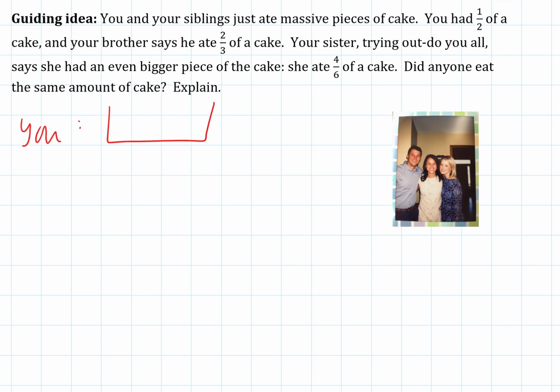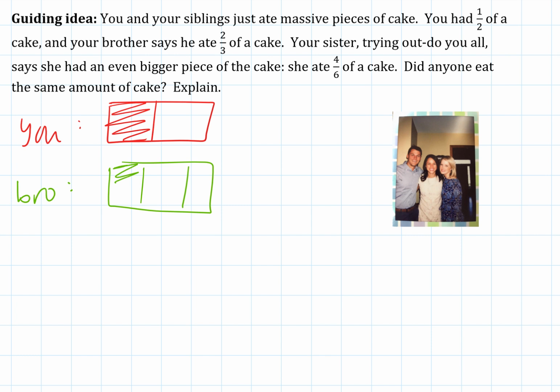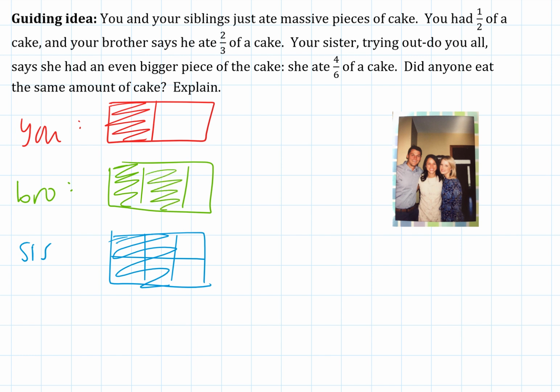You ate half a cake, and your brother ate 1/3 of cake. Oops, these should be the same size. We'll assume the cake itself is the same size. And your sister ate 4/6 of a piece of cake. Sorry, brother ate 2/3 of a piece of cake. Okay, well, we can tell by looking at these pictures, right?